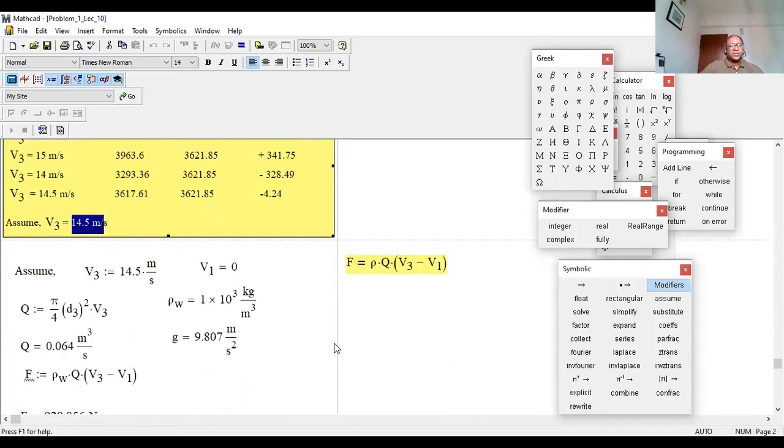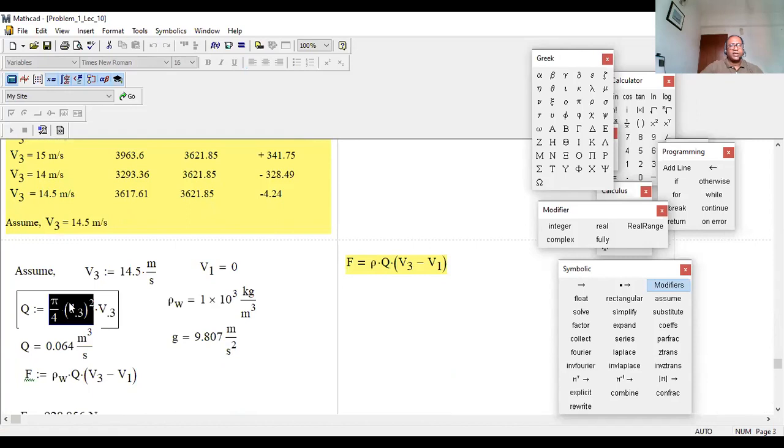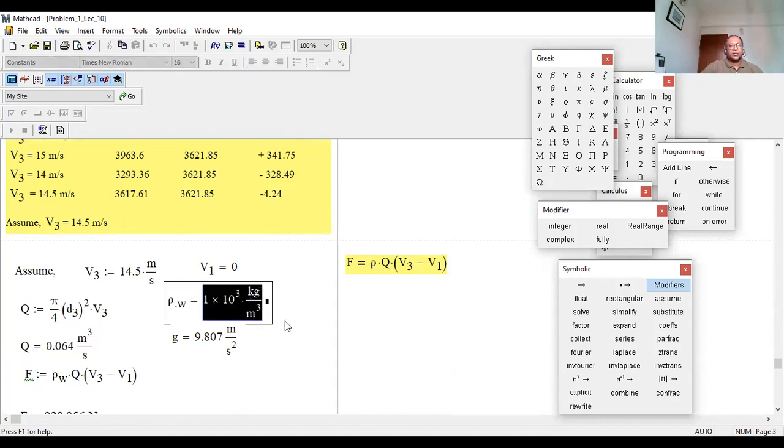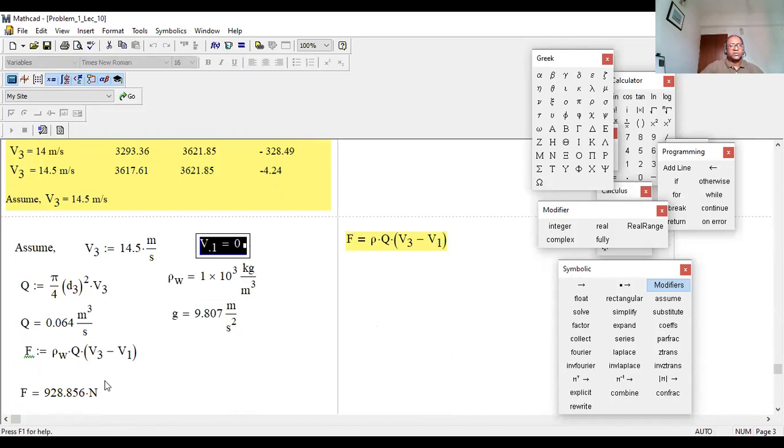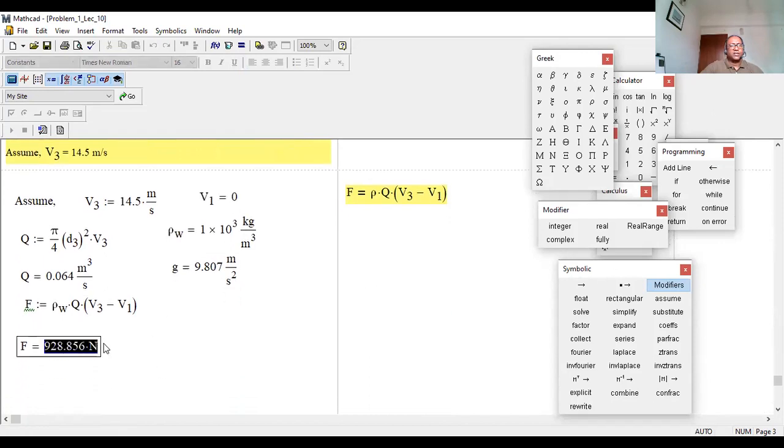So how to figure out the Q? Q equals area A3 times V3. The nozzle diameter is given, so you get the Q. Rho is given. Now, what is the F? F equals rho Q V3. V1 is 0. So you put it in the equation, and I get this much Newton force on the pipe support. Okay.